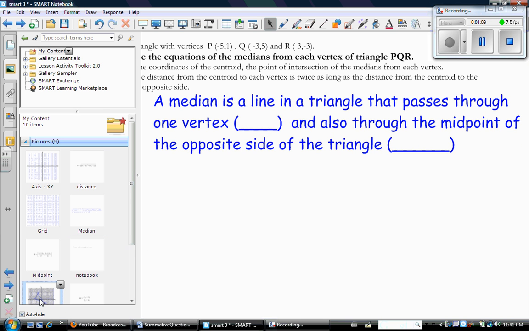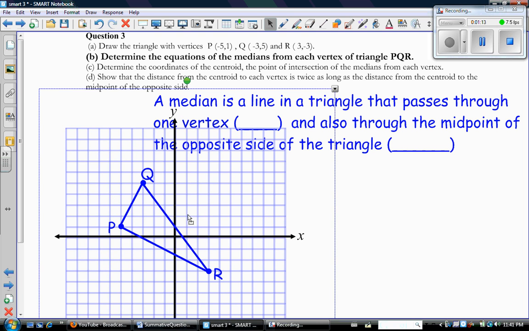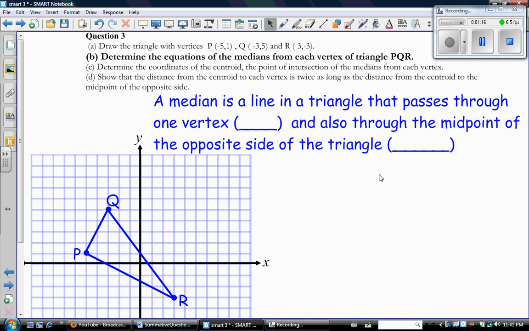So here's the triangle we're looking at in this question. Again, triangle PQR. And let's look at this definition again. A median is a line in a triangle that passes through one vertex. So let's pick a vertex. Here's Q right here. It passes through one vertex and also through the midpoint of the opposite side of the triangle. So the opposite side from Q would be PR. So it passes through the midpoint of PR. So there exists some sort of line called a median that goes through Q and through that midpoint.